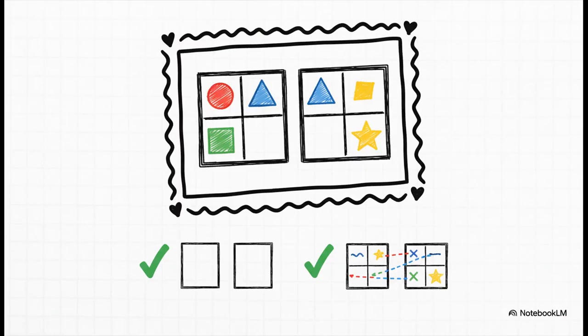Rapid fire round done. Now, a really important question. When can we say 2 matrices are equal? Well, it's pretty simple. They have to be perfect identical twins. And for that to happen, 2 things must be true. First, they have to have the exact same order. And second, every single matching element has to be exactly the same.